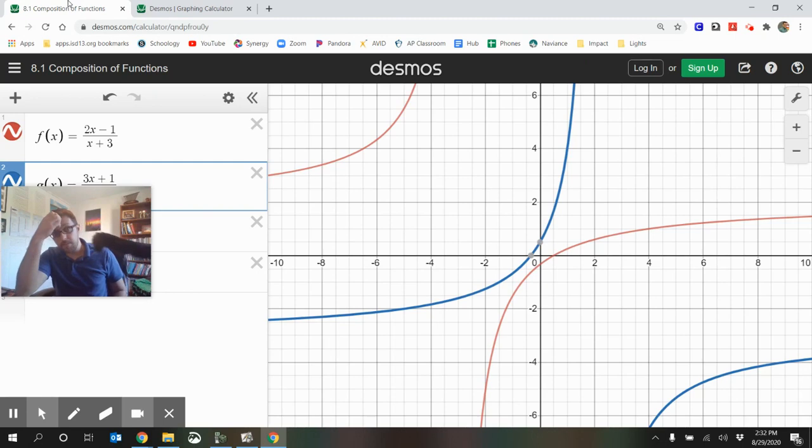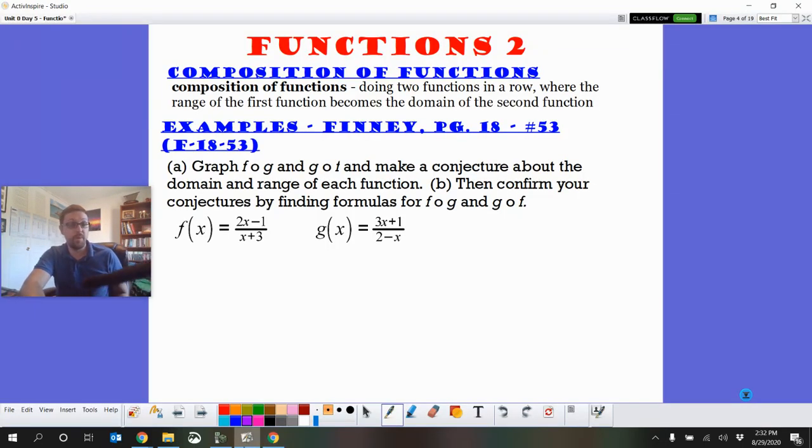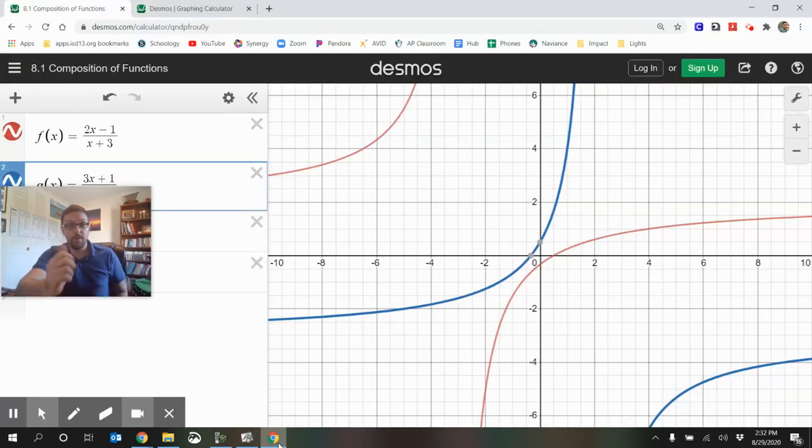So I graphed f of x and g of x. So again, this is Finney on page 18, number 53. I've graphed both of them on the same axes, so there they are.